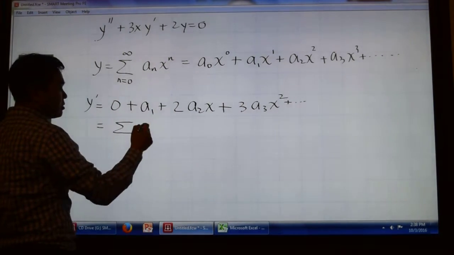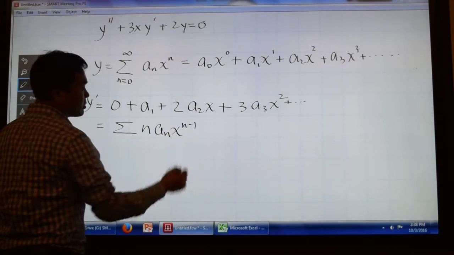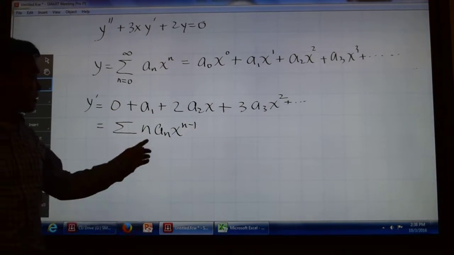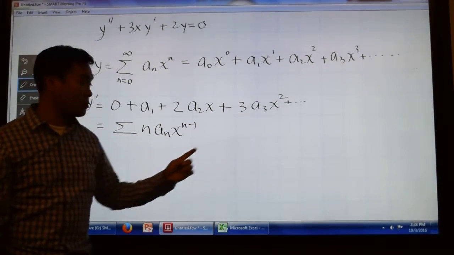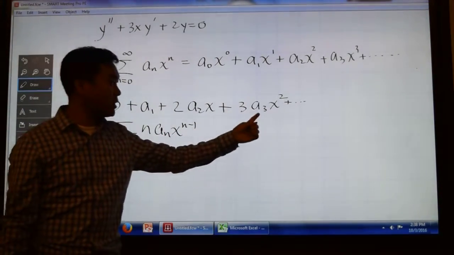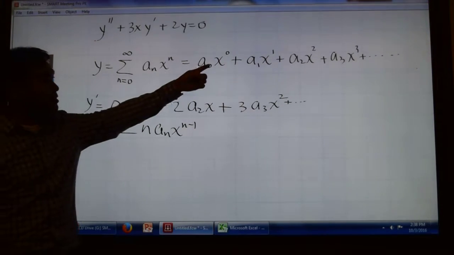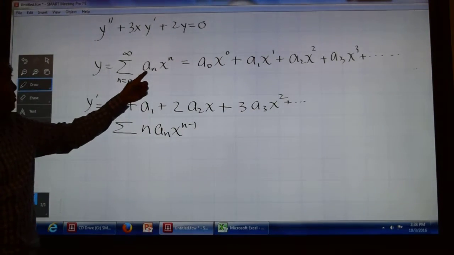N comes down, an x to the n minus 1. And you can see that this is exactly the same as this description, right? For example, when n is 3, you got 3a3x squared. Same thing, right? So you don't have to write it this way to get to the next stage. You can just simply differentiate this.